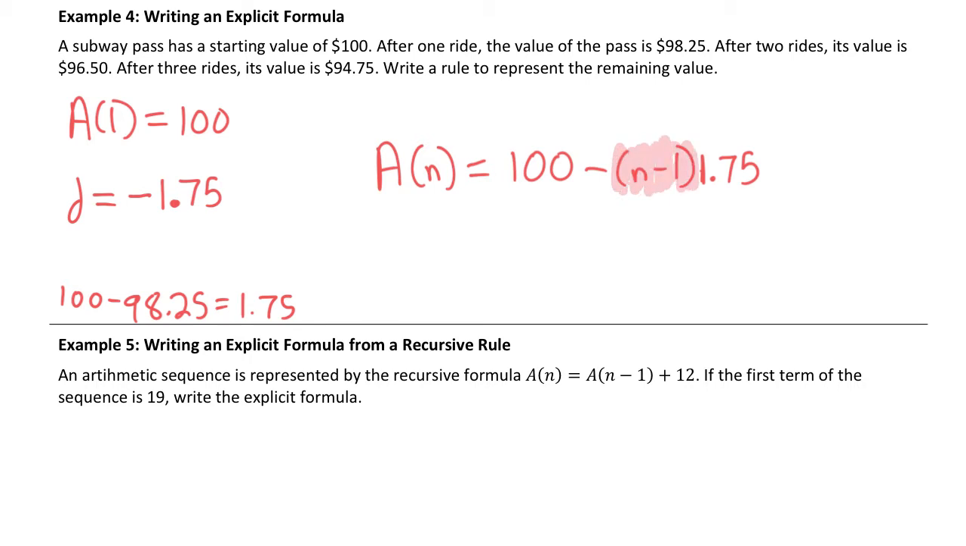What this n minus 1 means, and I really want to emphasize this, is the last term, the term before it. Because if we're on term 5, the term before it was 4. If we're on term 20, the term before it was 19. Okay? So this rule represents the remaining value. So knowing first term and common difference is the big idea here.